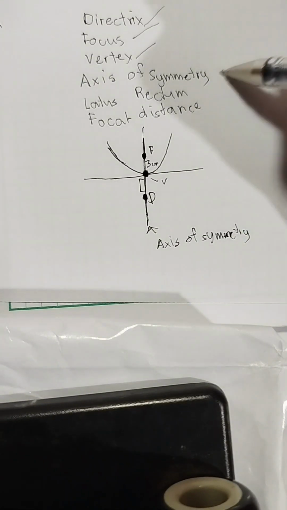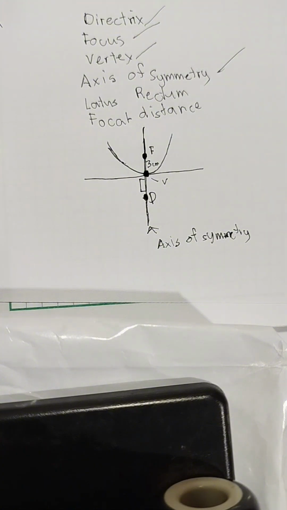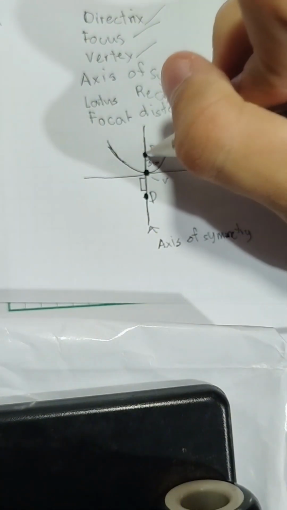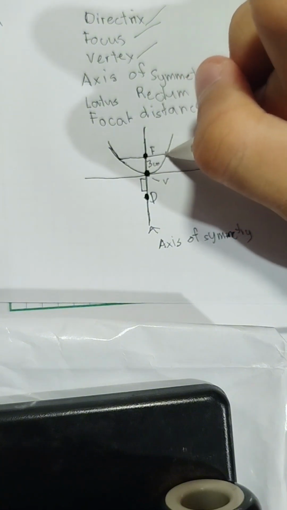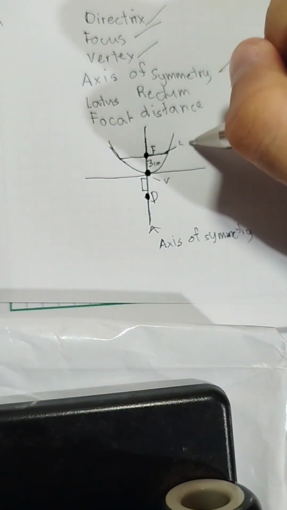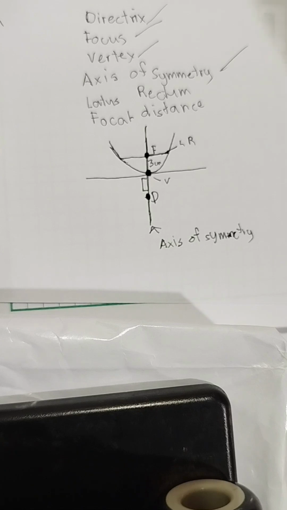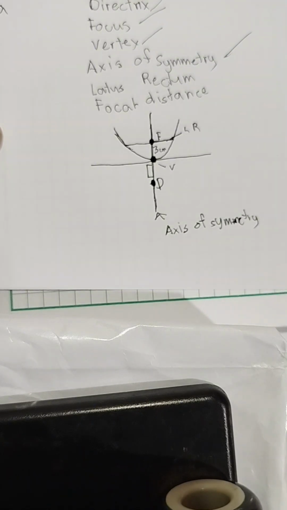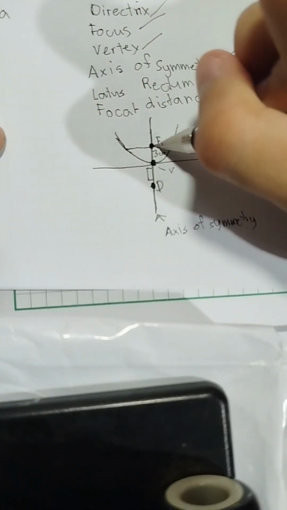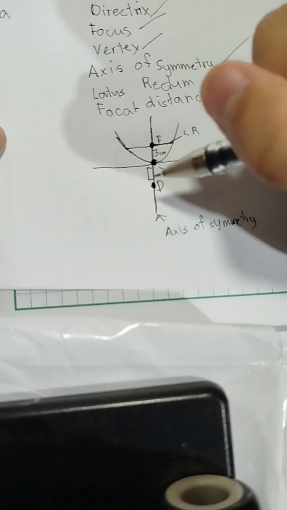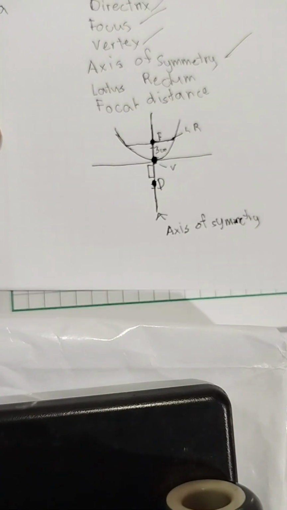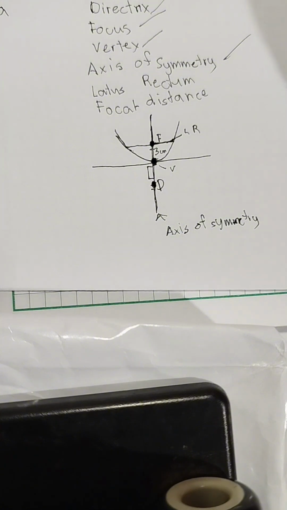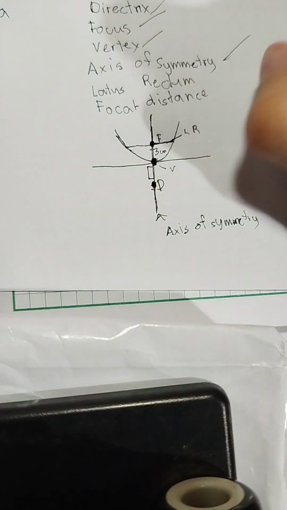And next is our latus rectum. So the latus rectum is the distance between here and here. So basically the length of your arc. That is our latus rectum. Next is our focal distance. So the focal distance is the distance between our focus to vertex and vertex to directrix. Since focus to vertex and vertex to directrix have the same distance, it can be called C.